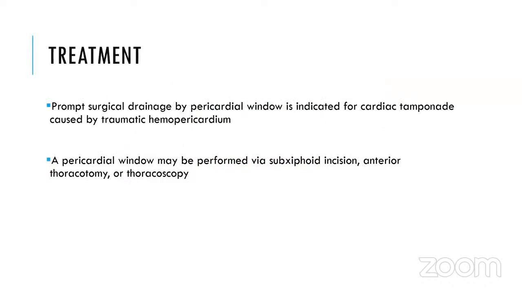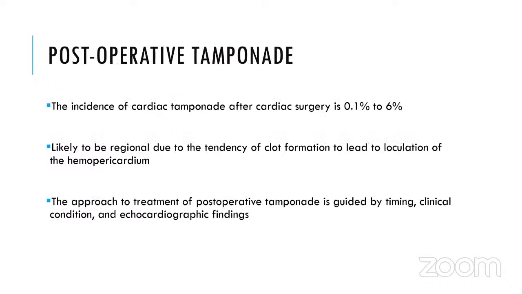A pericardial window is usually indicated for cardiac tamponade caused by traumatic hemopericardium. It may be performed through a subxiphoid incision, an anterior thoracotomy, or through a thoracoscopy. Post-operative tamponade is a subset of pericardial tamponade, and the incidence is between 0.1 to 6%. It is usually regional, because clot formation will lead to loculation of the hemopericardium.